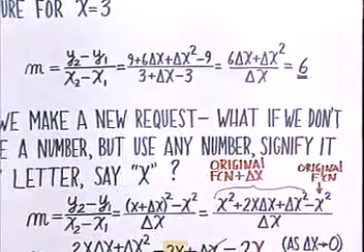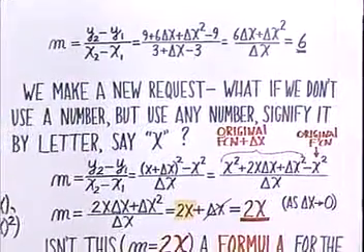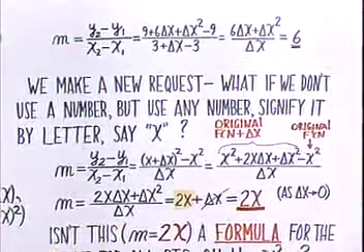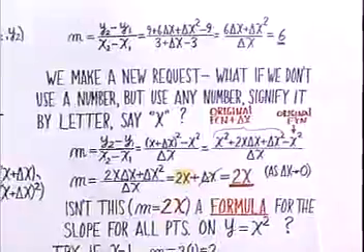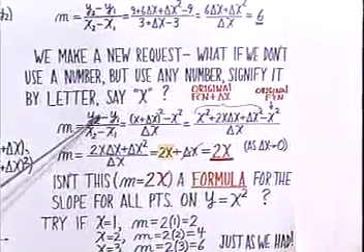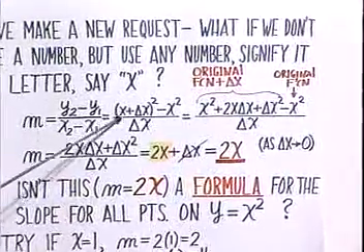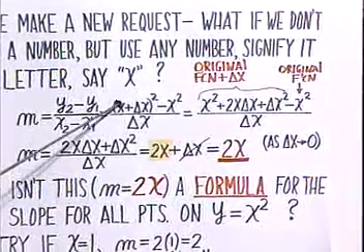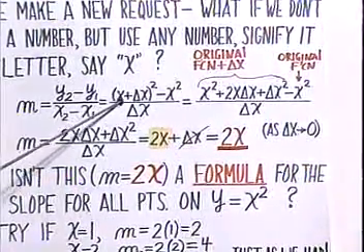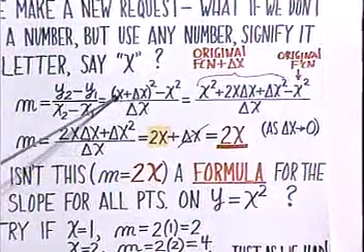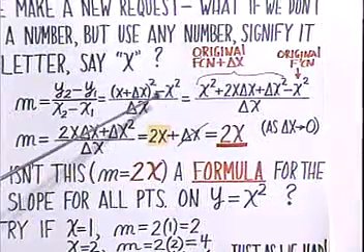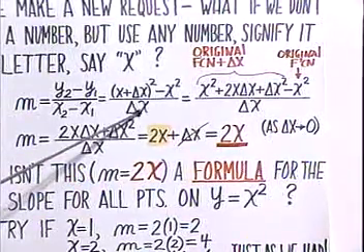We make a new request. What if we don't use a number like x equal 1 or 2 or 3 for an anchor point, but use any number, signify it by the letter, say, x? What would happen then? Okay? Let's give it a try and see what happens. So here, instead of the number that we're using before, 1, 2, or 3, we're going to use just x for any number. There it is here. And here is the function. And here's the delta x, which we always end up with.